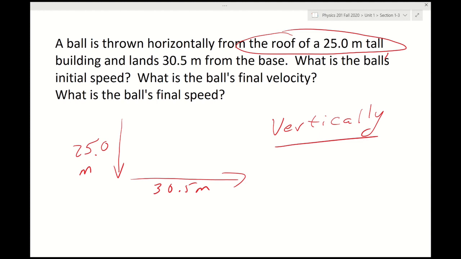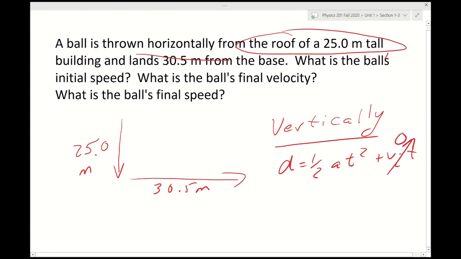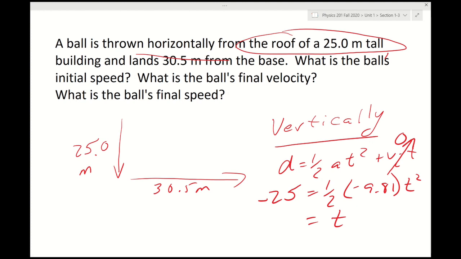So our distance under accelerated motion, now it's thrown perfectly horizontally, the initial vertical velocity is 0 because it's all horizontal. It moves 25 meters. Gravity is a negative 9.81. So it takes approximately 2.258 seconds for the ball to hit the ground.